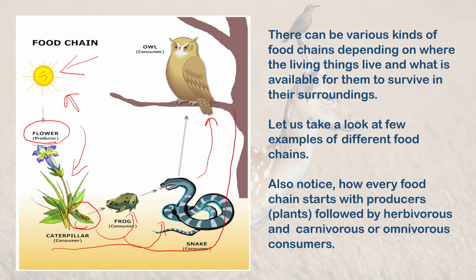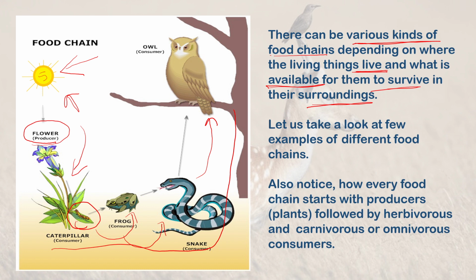Correct? So there can be various kinds of food chains depending on where the living things live, and what is available for them to survive in their surroundings, right? So if you take a fish, can you imagine how a fish food chain would be? Let us say it is living in a lake. The kind of plants that are available in a lake are different than what is available in a forest, right? The kind of small animals in a lake are different than the small animals in a forest. So as the surroundings of an animal change, the kind of food chain also changes. So an animal looks around itself and finds what is suitable for it to eat, and that forms the food chain for the animal. Okay.